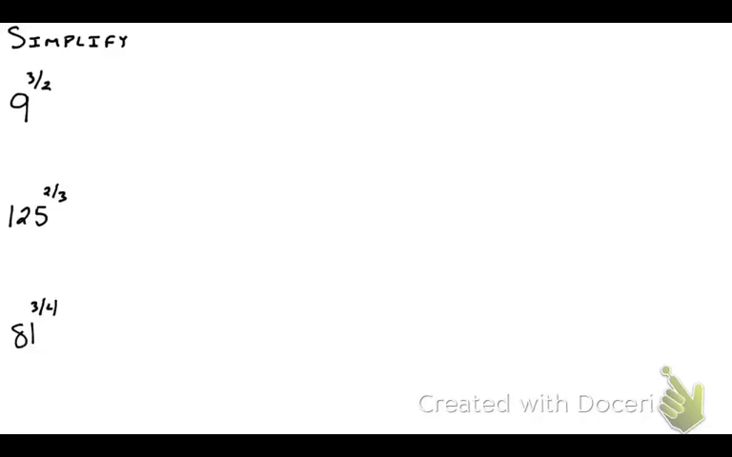In this last part, we're going to focus on simplifying things that start in exponential form. Let's start with 9 to the 3 halves. So I know that 9 to the 3 halves means the same thing as the square root of 9 to the third power. It also means the square root of 9 and the whole thing to the third power.